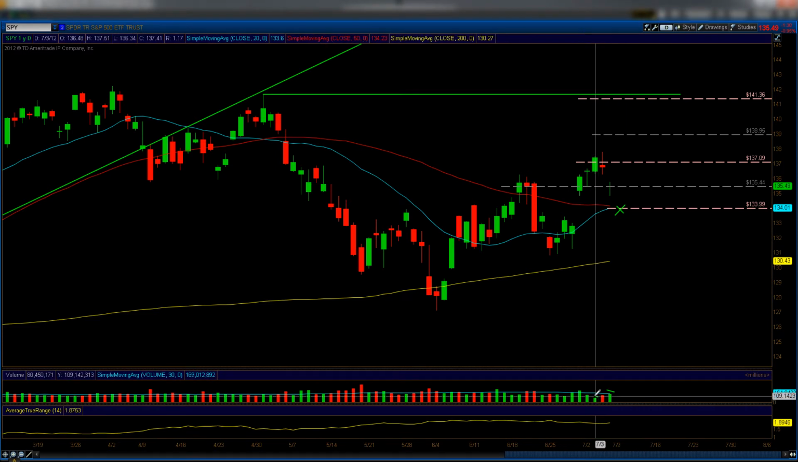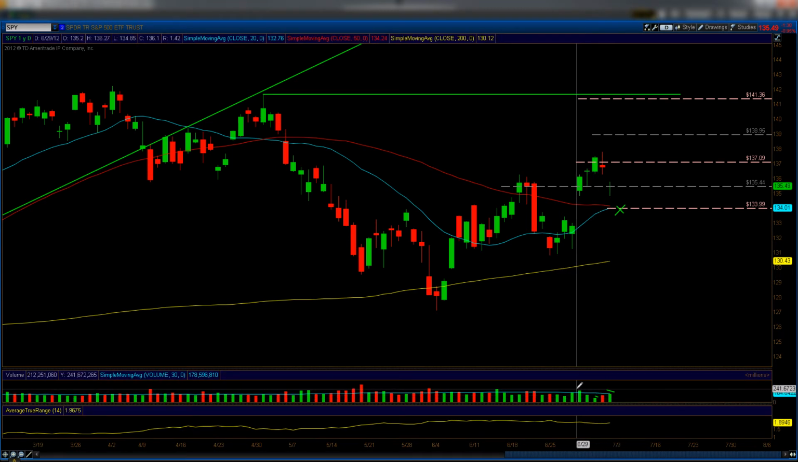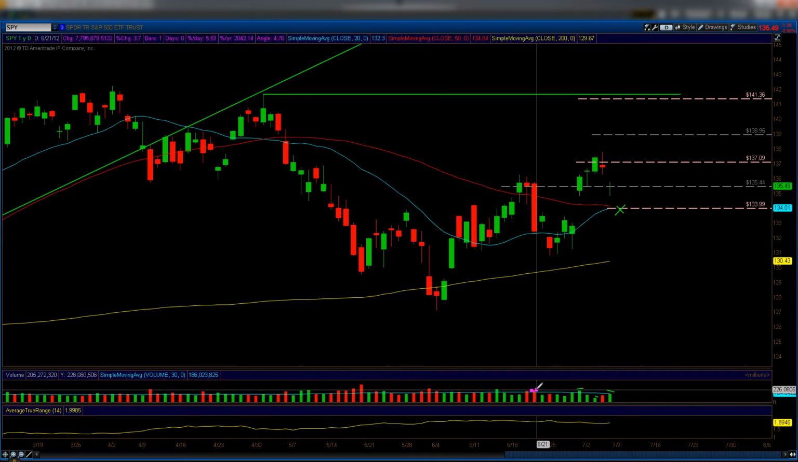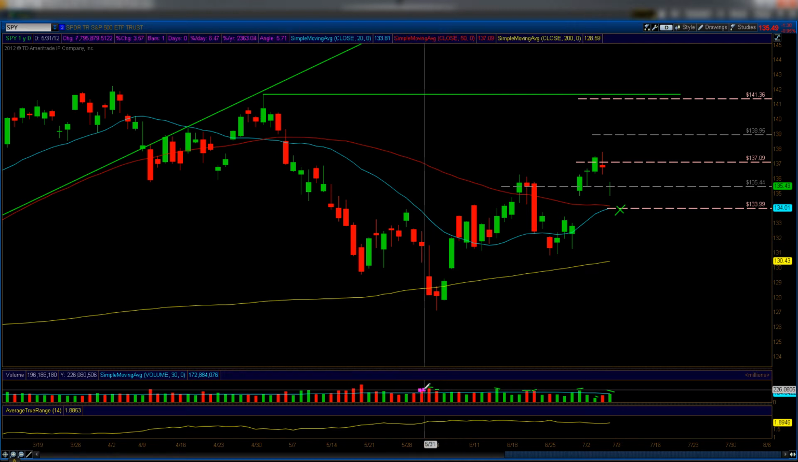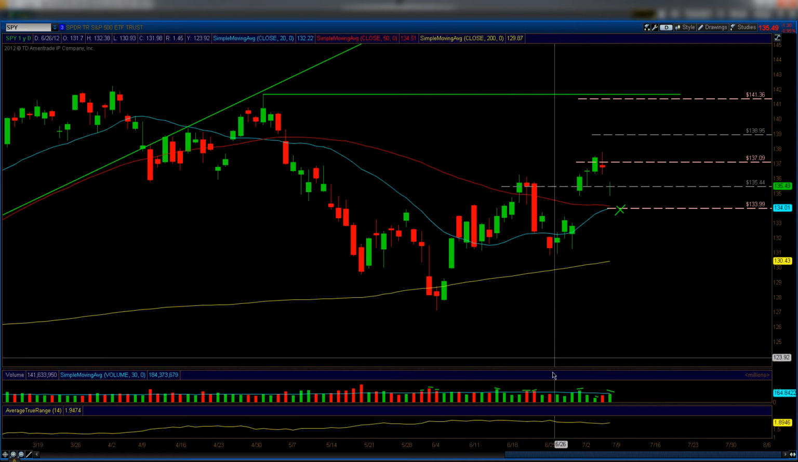Don't really look at this candle here, because this was a half day when the markets were open the day before the 4th of July, so you really can't look at it that way. This volume was still higher than this one, but this is the kind of volume I want to see. These candles here, this is the kind of volume I want to see when I look for either exhaustion or a big move to the upside or downside.